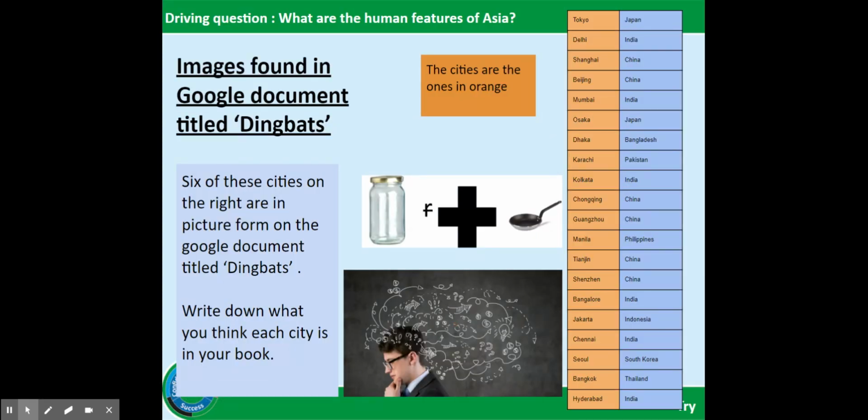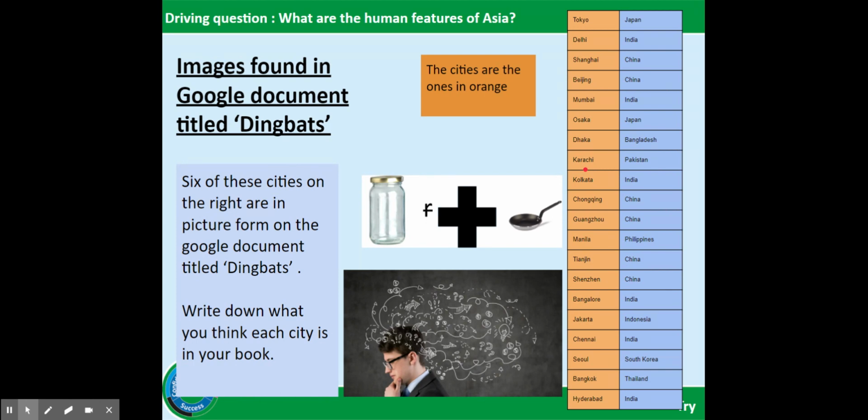So you're going to do the same thing for images that represent cities in Asia that we have covered. I've put the top 20 most populous cities in Asia here on the right hand side. So these are the cities in orange here. Just if you want to know, and the ones on the right, it's just the country they're in. Just to give you some reference if you didn't know what city they were, so you can come back and have a look at them.